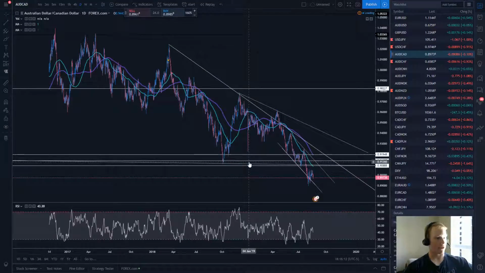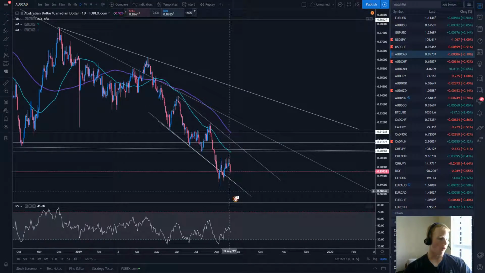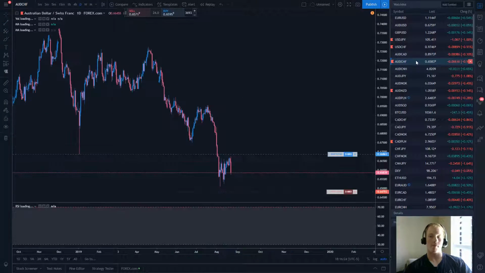Australian dollar, Canadian dollar looks like it's going to catch a bottom here. Hopefully. This is a key reversal area to watch, so keep your eyes on that.